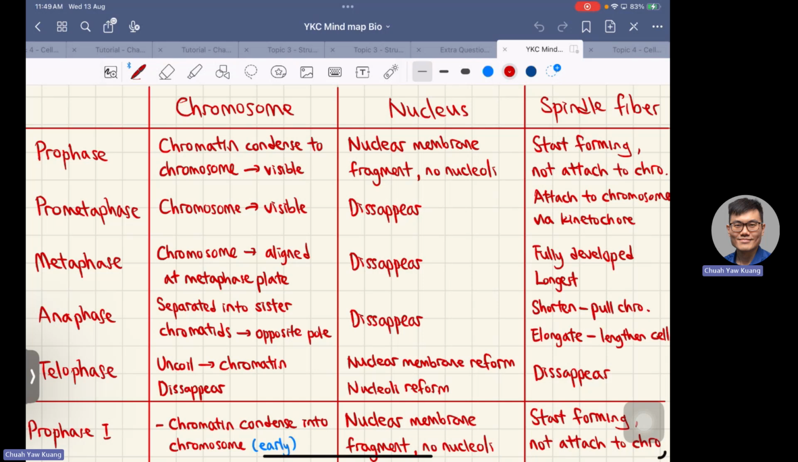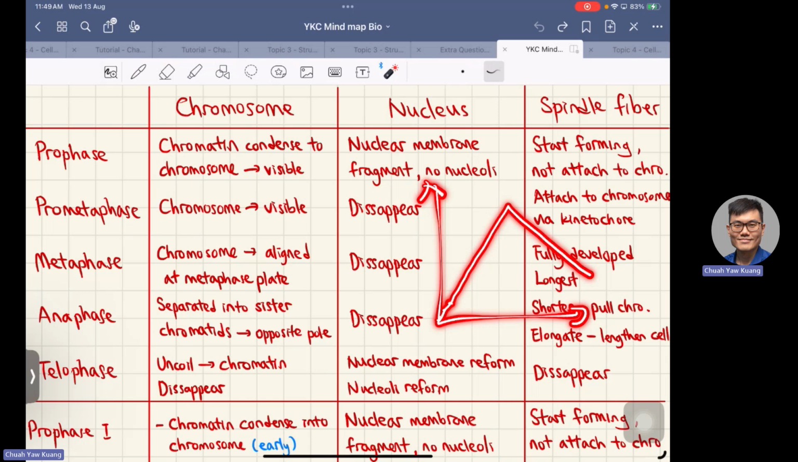This is important because for level 4 questions, sometimes they will give you a graph showing the length of the spindle fiber. Let's say they show you a graph like this, and they tell you this is the length of the spindle fiber. You need to know that this point is the metaphase. This is how a level 4 analysis question can ask.